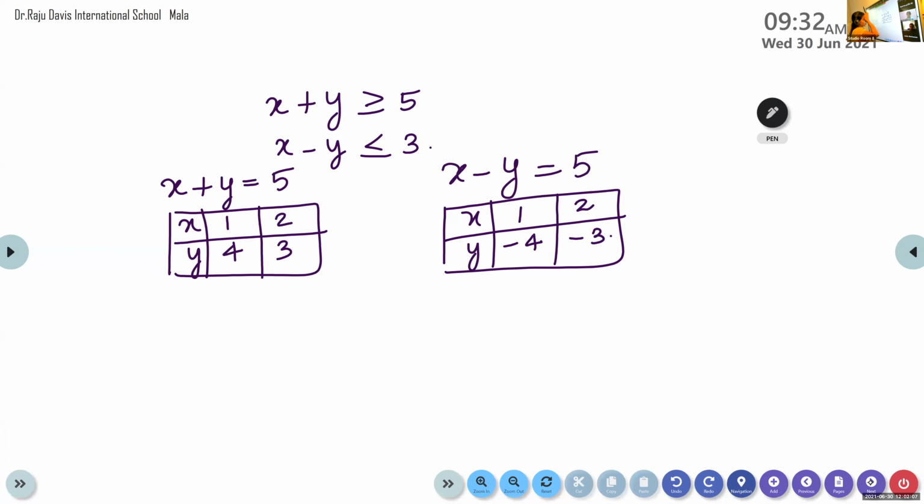2 and minus 3? Okay, here I think it is 5. Okay, change it as 5, children, here. x minus y less than or equal to 5.